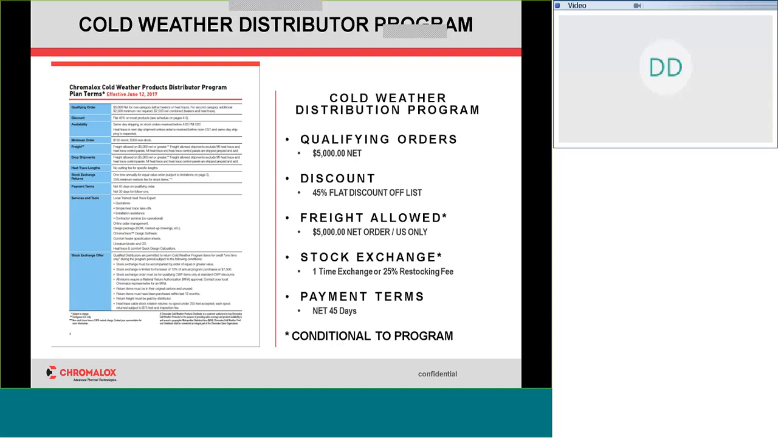How you sell it to your distributor, the freight allowed is a huge bonus. Because a lot of times your distributor is going to charge freight to the contractor or the end user already.